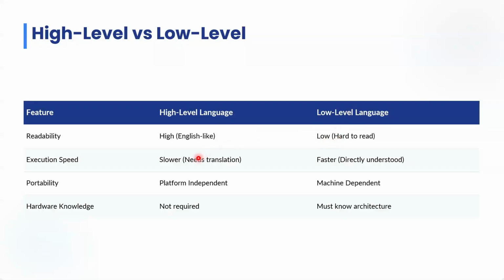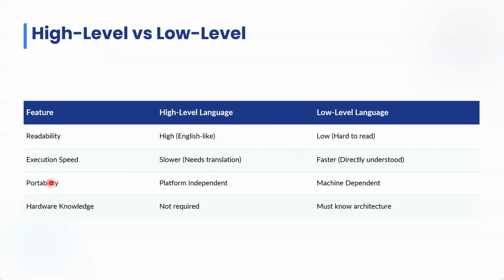When we are talking about the execution speed, the execution speed in the high level languages is slow. Why? Because it needs a translation. I already told you there needs to be a compiler or interpreter between them to convert the high level code to a low level code that the machine can understand. Because of that, the speed gets compromised. But when we are talking about the low level language, the execution is very fast. Why? Because the computer can directly understand what you are saying, and it can get your task done.